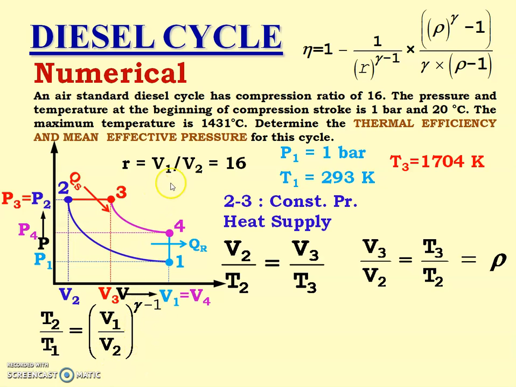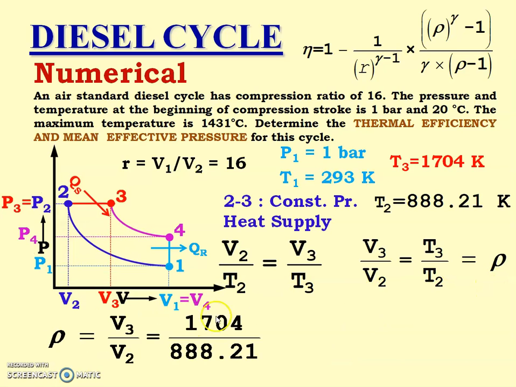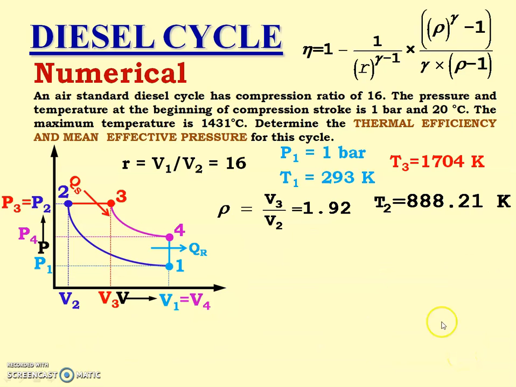V1 by V2 is R, that is 16. So it is 16 raised to 1.4 minus 1. So the answer is 3.0314. So T2 is equal to T1 multiplied by 3.0314, that is equal to 888.21 Kelvin. So using this T2, we can calculate the rho. Rho is equal to V3 by V2, that is equal to T3 by T2. On calculation, rho is equal to 1.92.